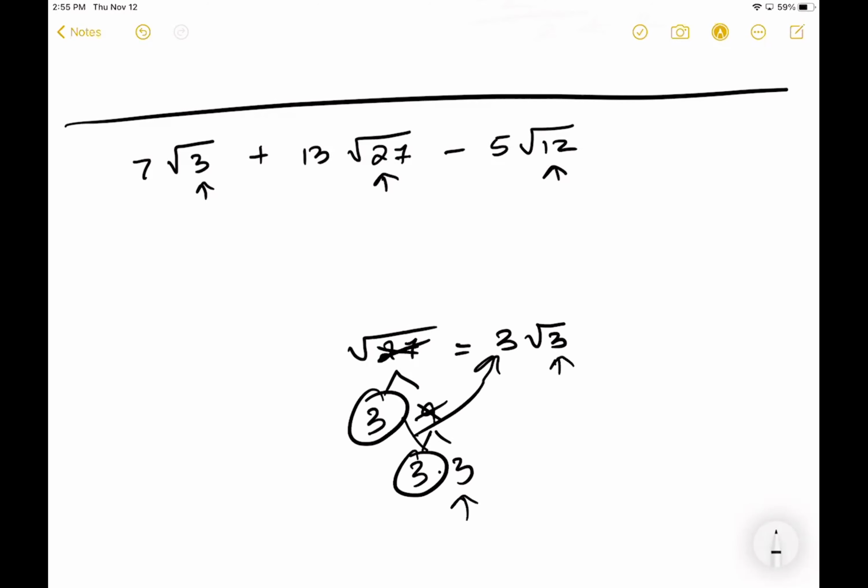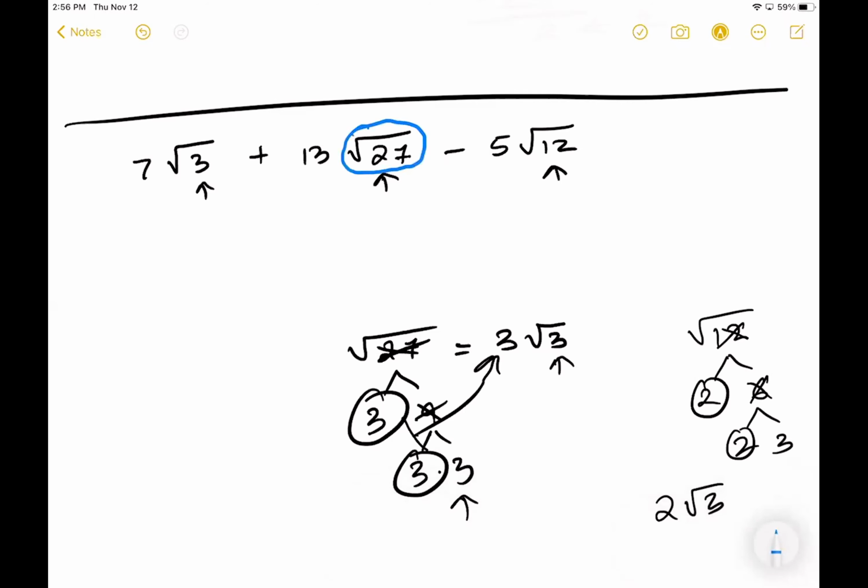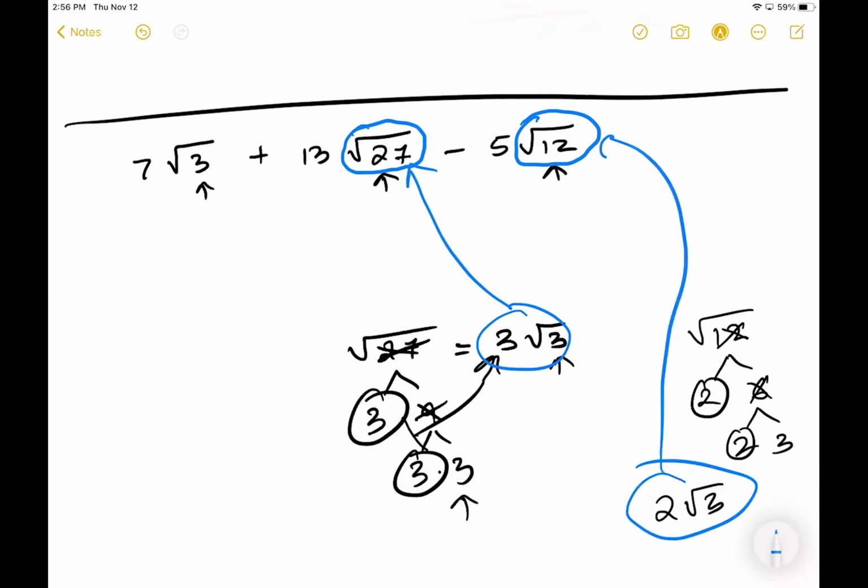After we do that, let's take a look at the square root of 12. Well, what is the square root of 12? Do you agree that we have 2 times 6 and 2 times 3? What can we write this as? We can write 2 square root of 3. So think about that. Instead of writing this item, I can substitute this in for that, and this in for that.